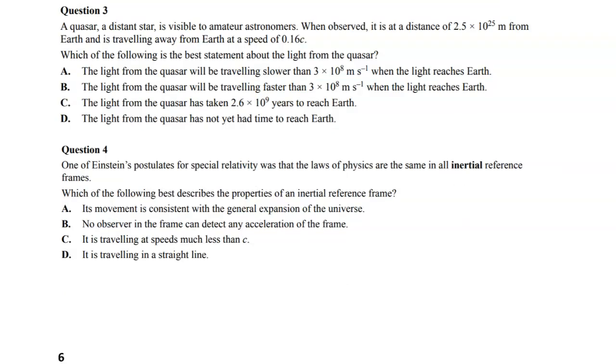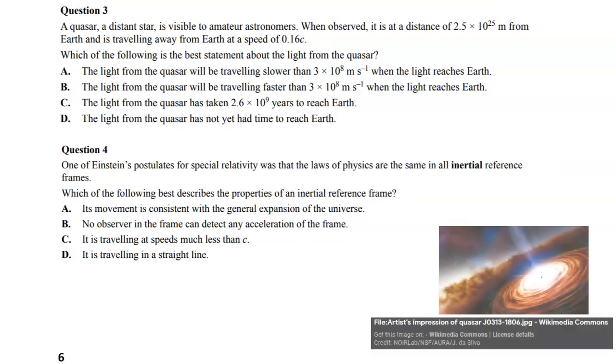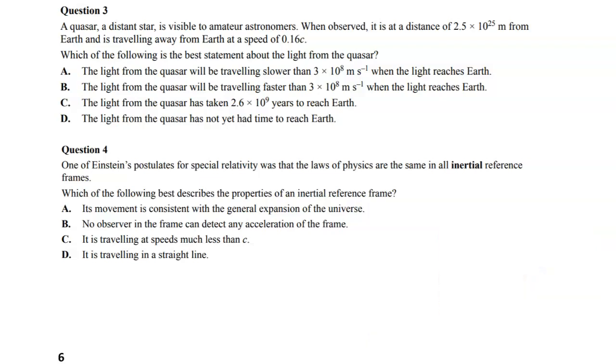Okay, still on this exam, let's look at this one. We're told about a quasar, which is a distant star, visible to amateur astronomers. Have a read of the data that we're given here. It says, which of the following is the best statement about light from the quasar? We're going to use the process of elimination to determine this question, because you'll see why in a moment.